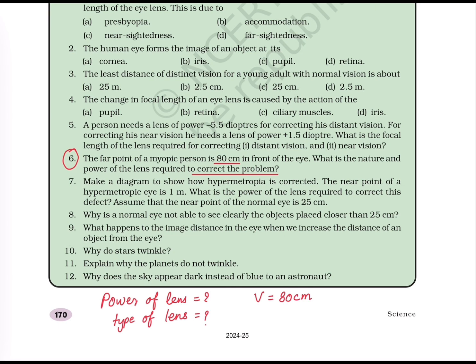If the image of an infinite object is produced at 81 centimeter, the person will not be able to see, because he can see only up to 80 centimeter. Okay, so what we have? We have the image distance, and that is 80 centimeter. Now again, we will have to consider it to be negative because this will be in front of the lens, and by the sign convention we have to consider it to be negative. Now by use of lens formula, we have 1 by v minus 1 by u equals 1 by f.